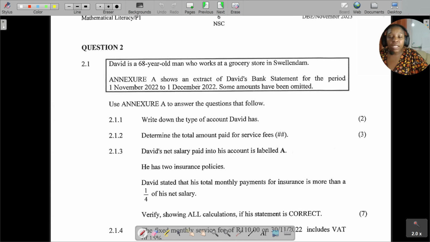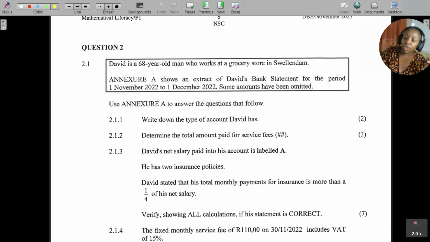Question 2. So in question 2.1, we are going to be analyzing a bank statement. I'm sure you guys know when it comes to paper 1, they like putting one financial document. Most of the time it's a bank statement. So you need to be sure that you know how to analyze a bank statement. What I always advise my learners to do is that just before you even look at the questions, check to see if you can figure out what's happening in that bank statement.